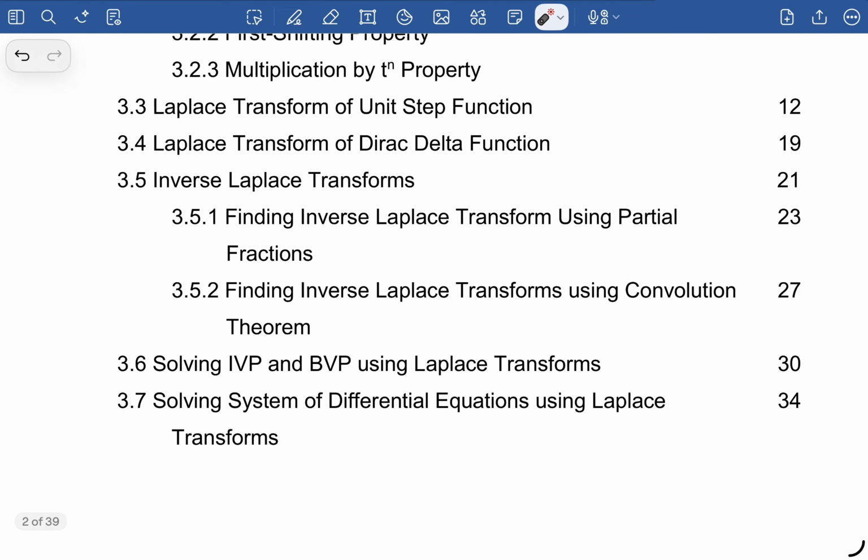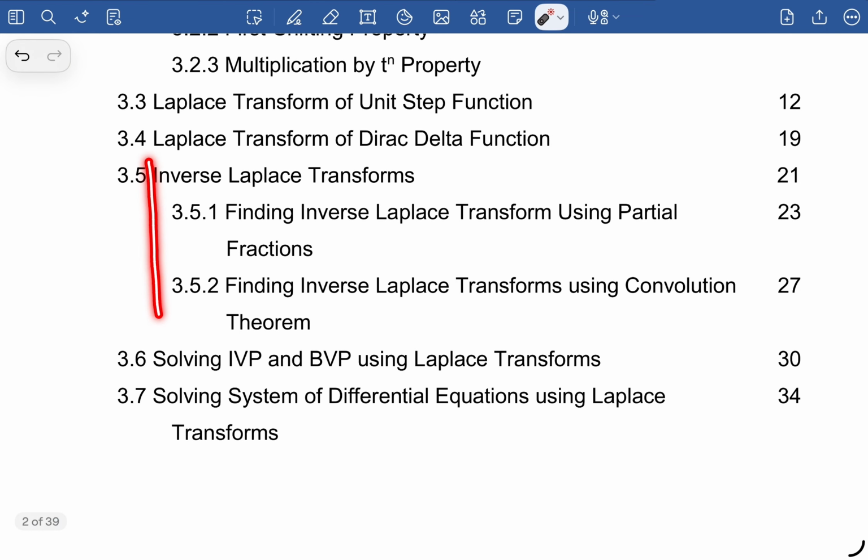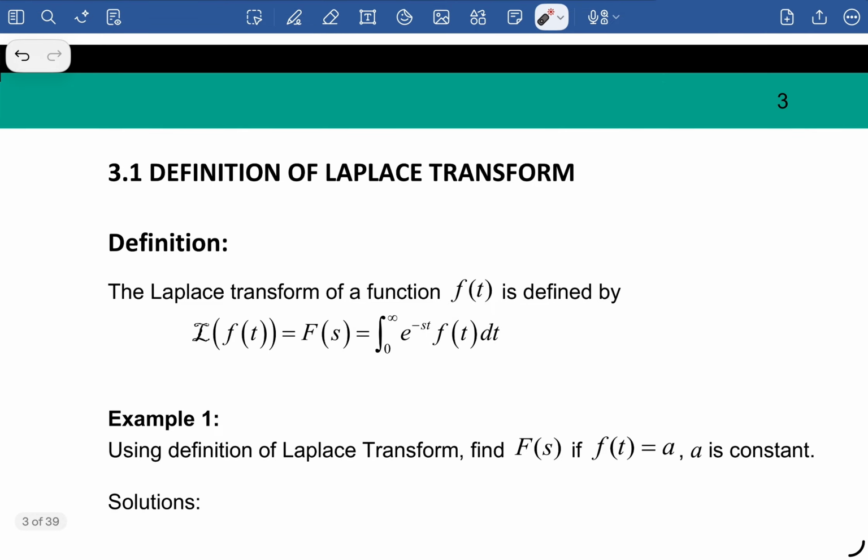The second part of this chapter is how to do the inverse Laplace transform. And the last part is how to solve. To solve here means to find y from dy/dt or d²y/dt². Okay, now let's move to the definition of Laplace transform.